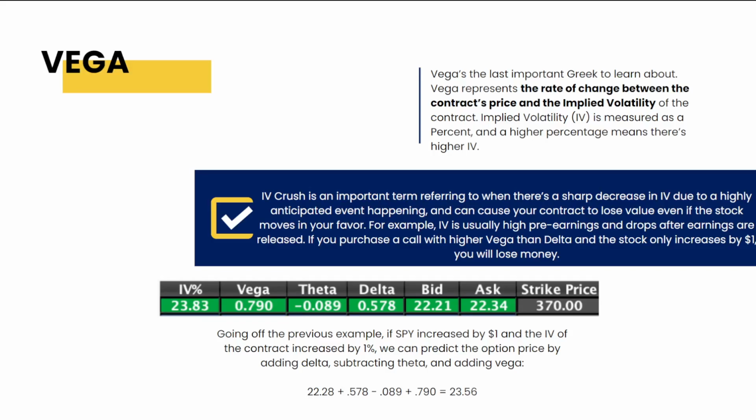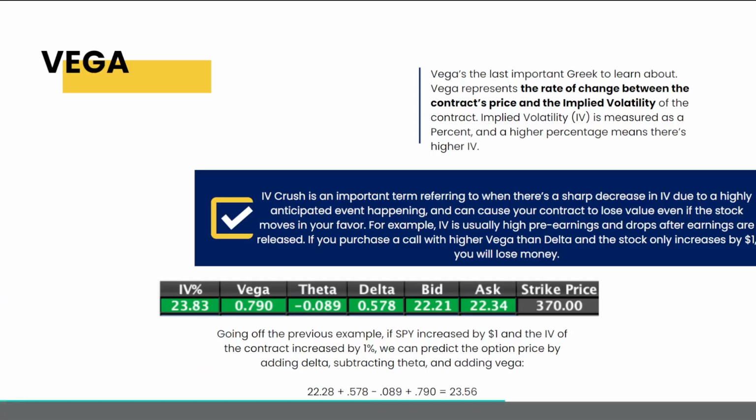So though I'm not necessarily looking at Vega, thinking, oh, this is not going to be a good option contract for me because the Vega is this, it's definitely important to understand what Vega is and why implied volatility is so important. So yeah, you should acknowledge it.